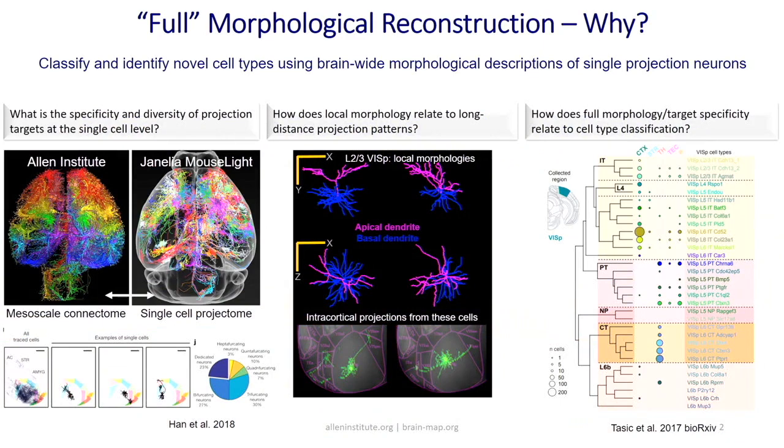Why full morphology reconstruction? By doing the 3D whole brain level single cell reconstruction, we believe that we can answer some crucial questions that have been raised in the neuroscience field over a century. Such as what's the specificity and the diversity of projection targets at the single cell level, how does local morphology relate to long-distance projection patterns, and how does full morphology specificity relate to cell type classification.